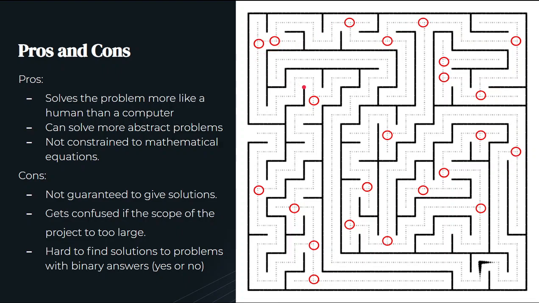And so it can kind of get confused if it has too large of a problem. And another big con is that it's hard to find a solution if it has a binary answer, yes or no. So say, for example, you start at this point right here in the center, and you go till you get a wall. That's either a yes, you've made it out, or no, you've hit a wall.